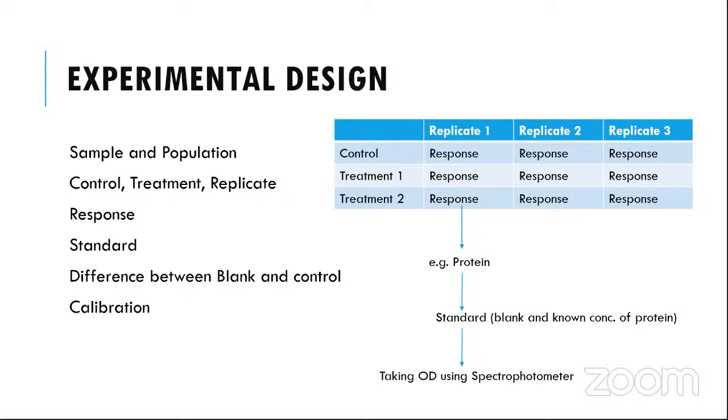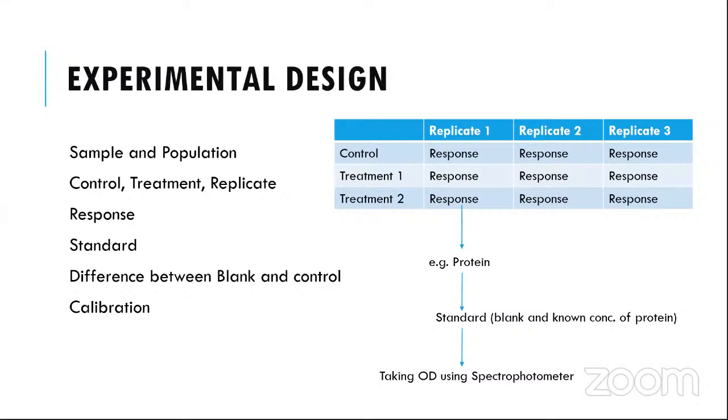Then the response is what we are going to estimate. It may be plant height, suppose in this case, or it may be some other parameter, like for example protein we are estimating. So we can take the protein value as a response. So response is anything that we are going to estimate. So in experimental design, we have a control, we have treatment, we have replicates, and we have a response. These 4 things are essential that we need to clarify in our experimental design.